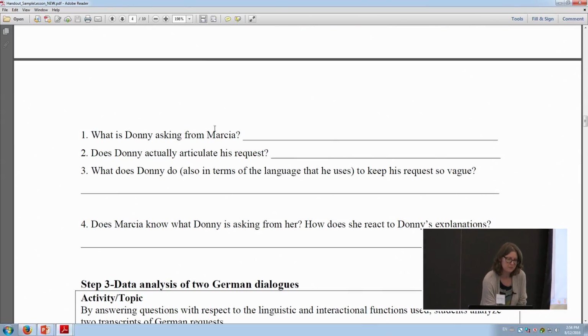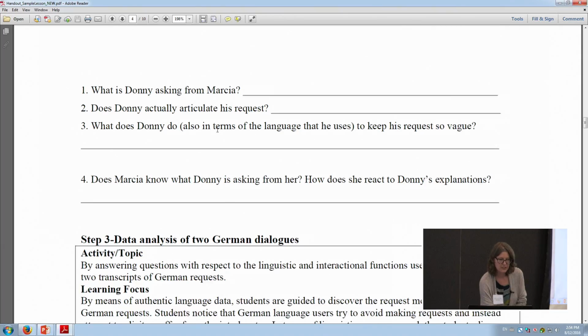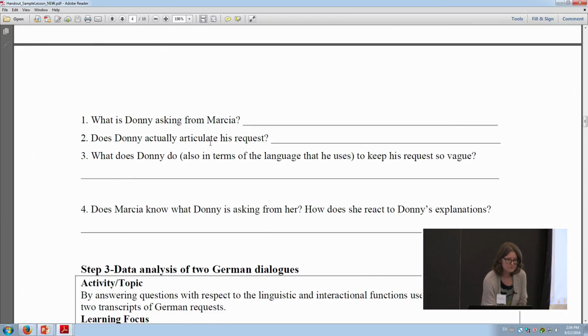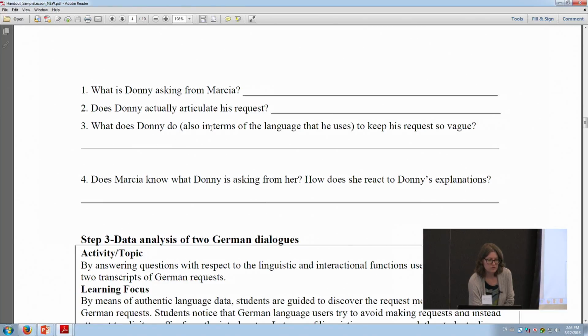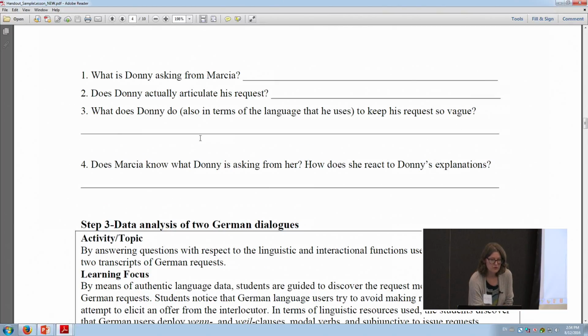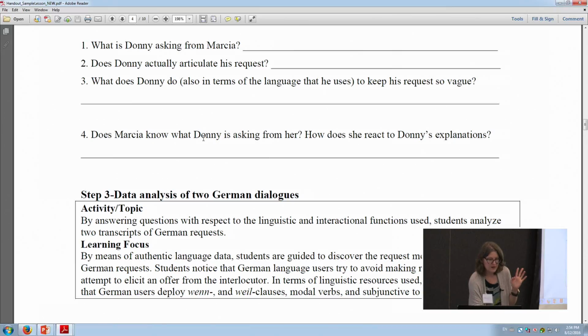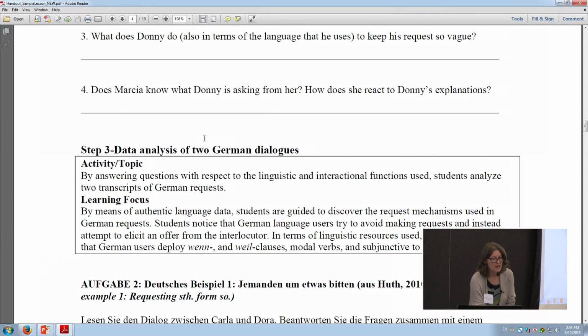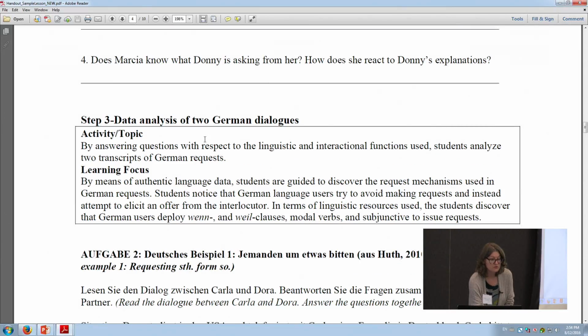And here you see some guiding questions for the students. That's now on page 4, yeah? For example, what is Donnie asking from Marsha? Does Donnie actually articulate his request? Does he actually get there? And it turns out, no, not really, okay? What does Donnie actually do to keep this request so vague, yeah? And so on and so forth. Okay, so keeping that in mind, then we move on to the German dialogues and look at how this works, okay?